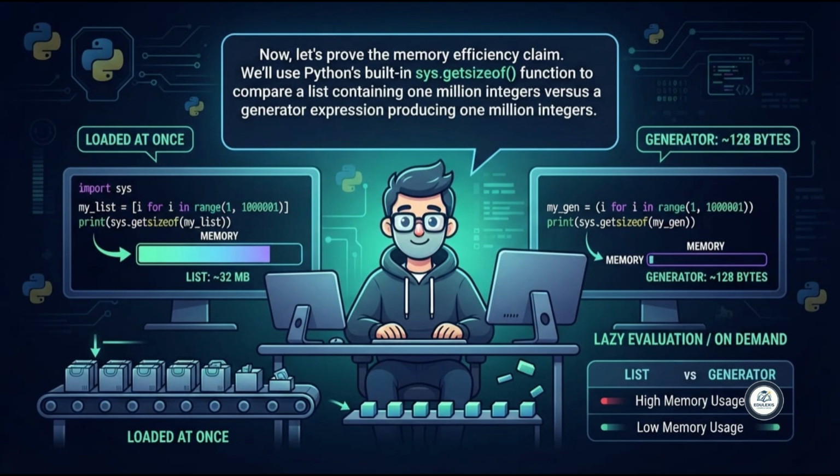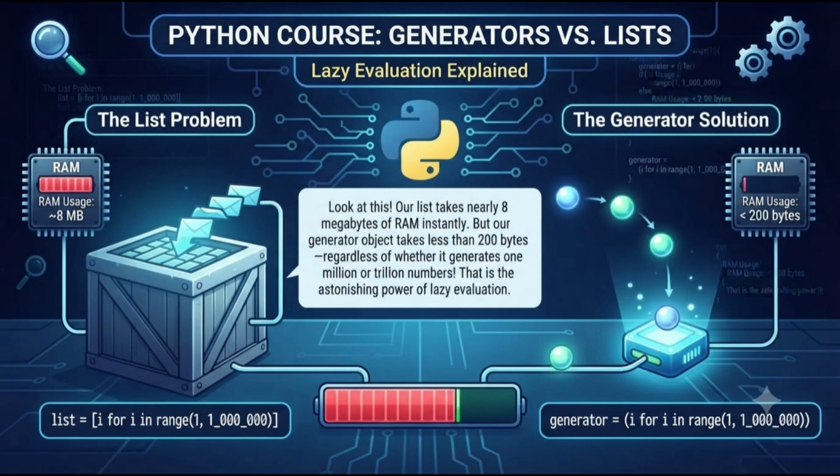Now, let's prove the memory efficiency claim. We'll use Python's built-in sys.getsizeof function to compare a list containing 1 million integers versus a generator expression producing 1 million integers. Look at this. Our list takes nearly 8 megabytes of RAM instantly. But our generator object takes less than 200 bytes regardless of whether it generates 1 million or 1 trillion numbers. That is the astonishing power of lazy evaluation.